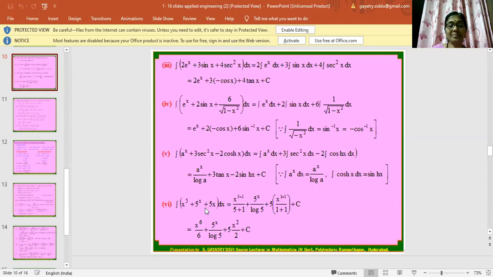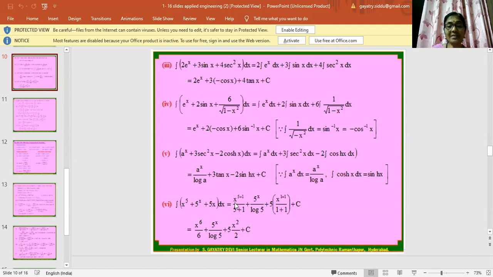Now, one more. x power 5 plus 5 power x plus 5x. Integration is required with respect to x. x power 5 is in the form of x power n, where n is 5 and this 5 is a constant. Observe these two: this is x power n, and this is a power x, where a equals 5. So 5 power x is in the a power x form. x power 5 is very simple, algebraic.